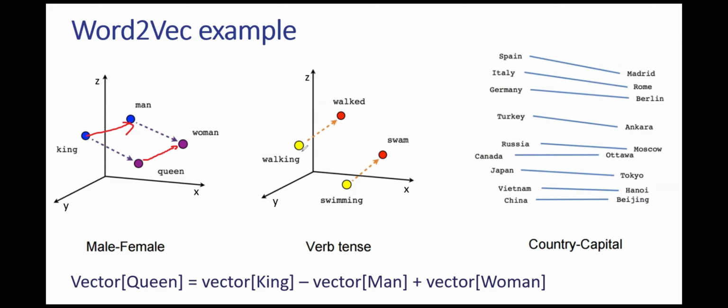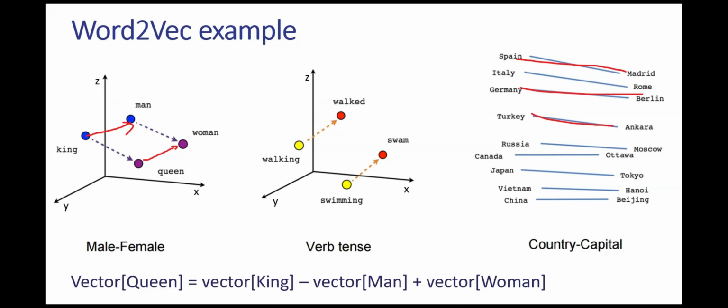In the middle one, we can see the relationship between verb tenses. The relationship between walk and walking is similar to the relationship between swam and swimming. Word2Vec can detect these regular patterns through vector transformations. Another example over here is the country-capital relationship. For example, the vector connecting Spain to Madrid, which is over here, is similar to the one connecting Germany to Berlin, and Turkey to Ankara.